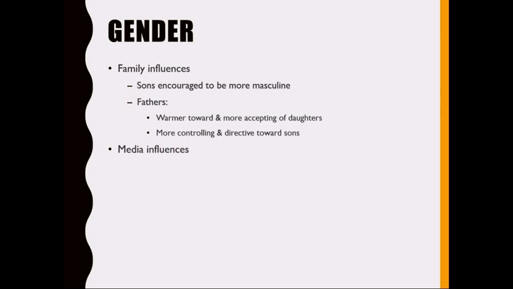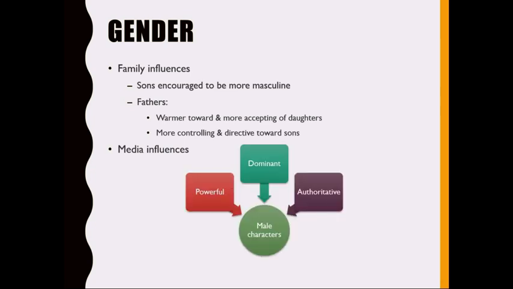Media influences. We watch things on TV, and we read books, and we see movies, and analyses of those kinds of media influences have shown that, in general, things that are directed towards 2 to 6 year olds have powerful, dominant, and authoritative characters being male more than 90% of the time. And so children get the impression that males are powerful, dominant, and authoritative, and then by inference, the opposite being that females are not powerful, they're submissive, and they are, what's the opposite of authoritative?